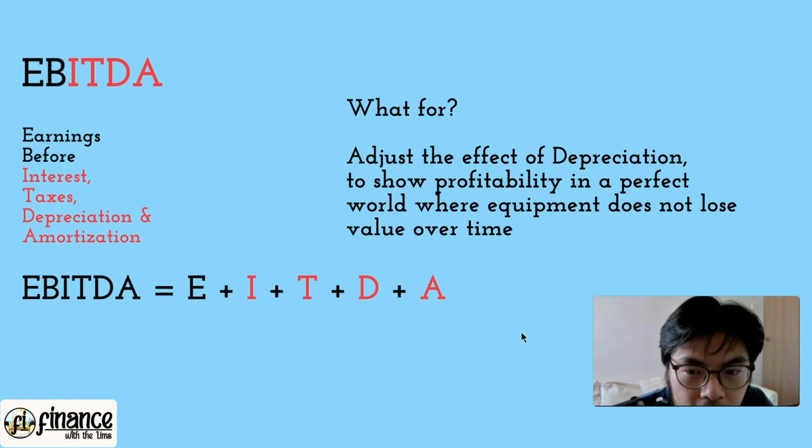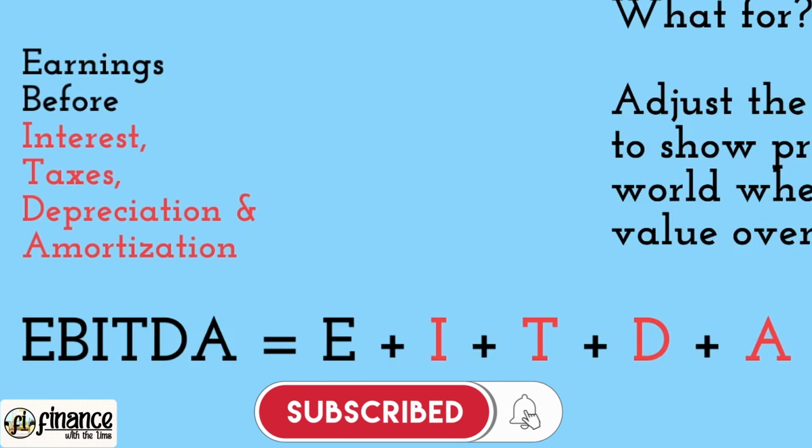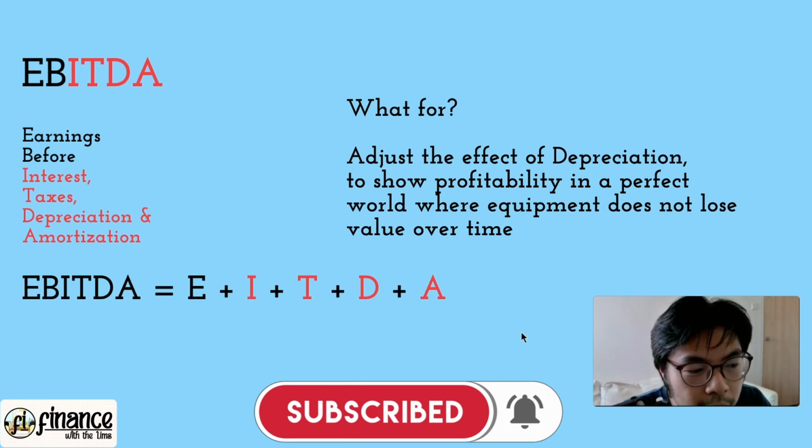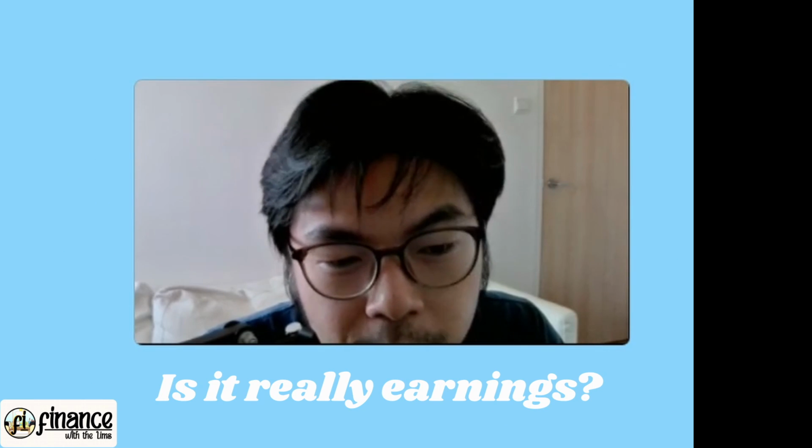Finally, what is EBITDA? EBITDA stands for earnings before interest, taxes, depreciation and amortization. So the new one that we are adding back now is depreciation. And what it does is it adjusts for the effect of depreciation to show profitability in a perfect world where equipment does not lose value over time. If it sounds ridiculous to you, that's because it is.